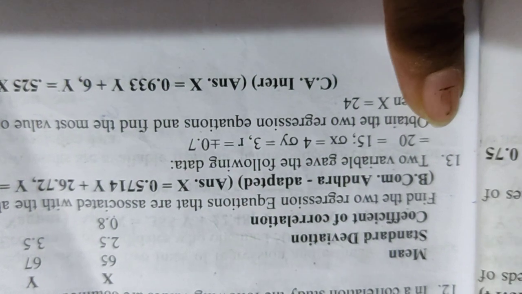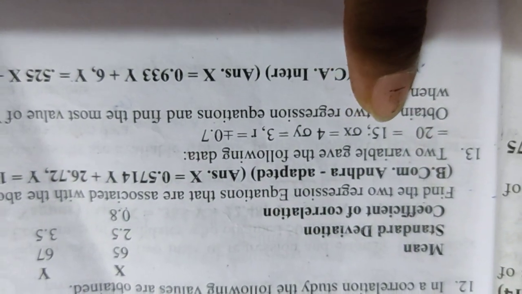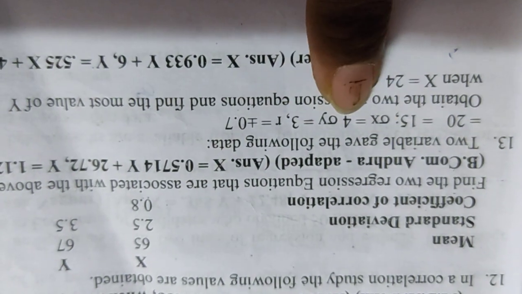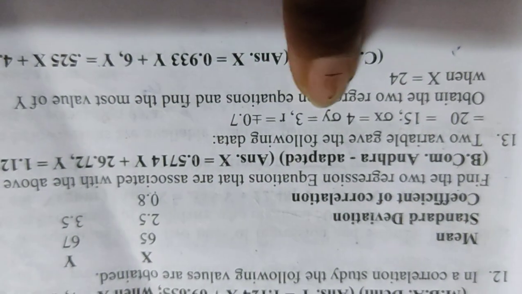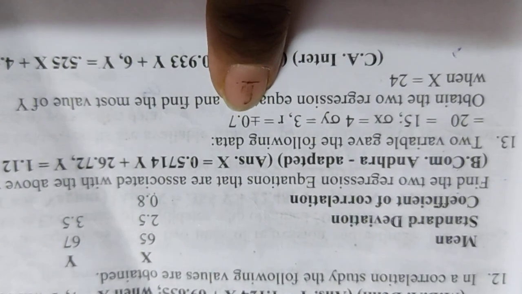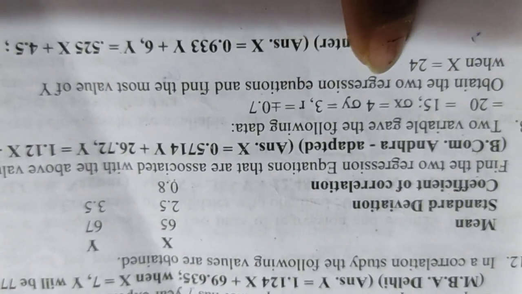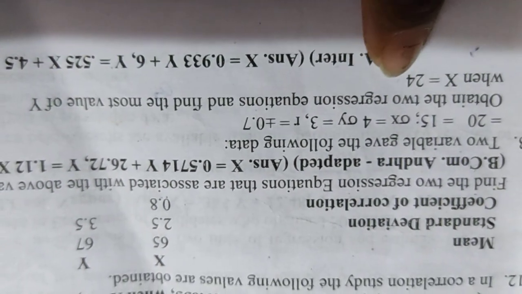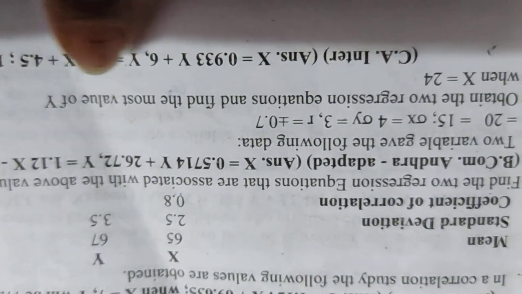X bar, nothing but mean, is 20, y bar is 15, sigma x is 4, sigma y is 3, meaning standard deviation of x is 4, standard deviation of y is 3, and coefficient of correlation r is plus or minus 0.7. Obtain two regression equations and find the most likely value of y when x is equal to 24. Even here we have to find the y value when x is equal to 24. So two regression equations we have to find, and the y value we have to find.